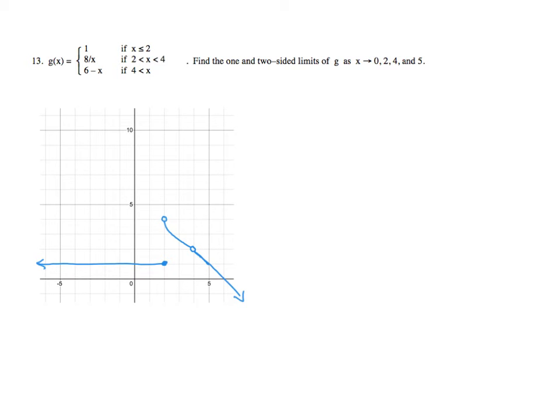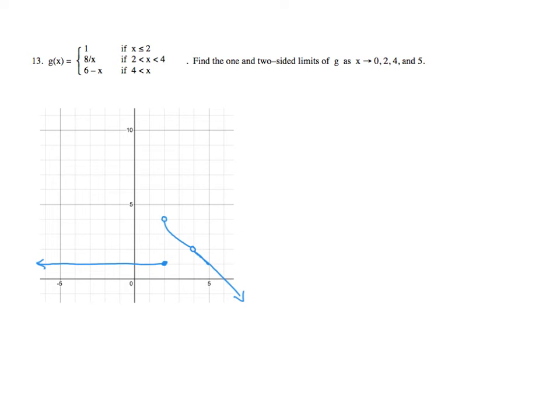So, I mean, not a perfect sketch, but it definitely illustrates what is happening at 2 and 4, but also at 0 and 5 as well. Okay, so now that we actually have this graph, we have this picture, I think we can figure out the one- and two-sided limits starting at 0 and ending here at 5.